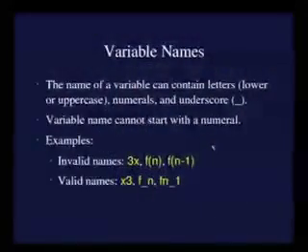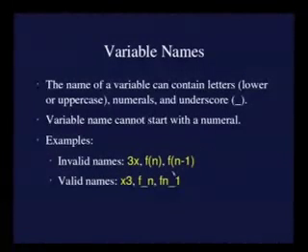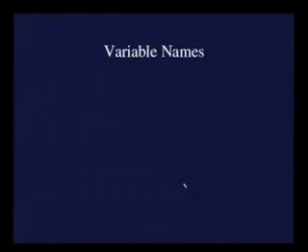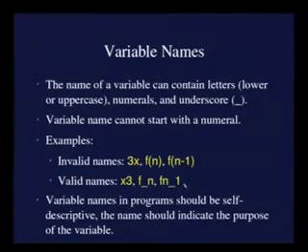Here are some valid variable names. Instead of 3x, we could have called it x3. Here is an example where the variable name contains an underscore character, f_n or fn_1. So this is the restriction imposed by the language on what the variable names can be.